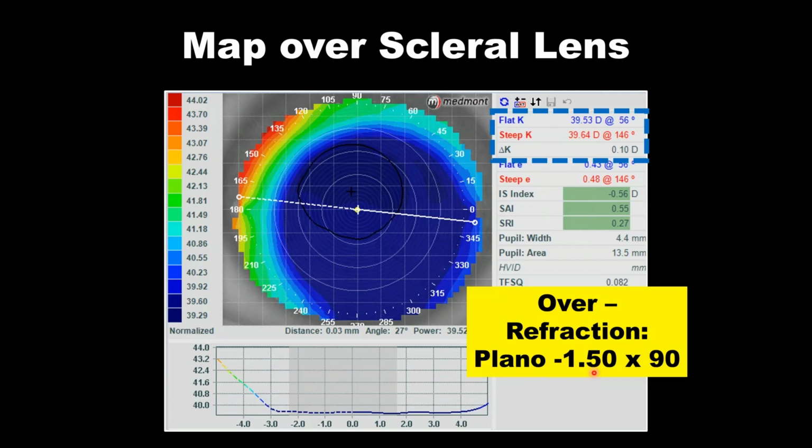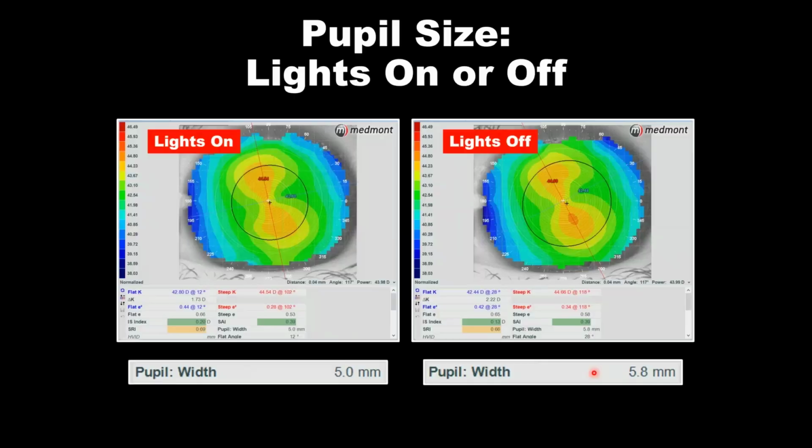We need to fit this patient with a front toric scleral lens. We don't need a thicker lens. That won't reduce the flexing because there isn't any flexing. It's all internal.